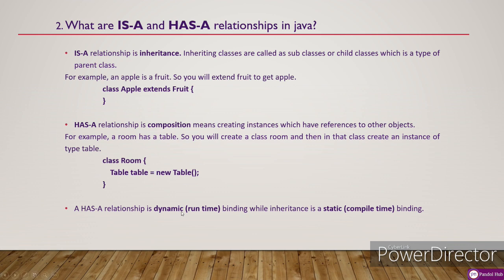So the has-a relationship is dynamic, that is, it has a runtime binding, while inheritance is a static binding, which happens at compile time.